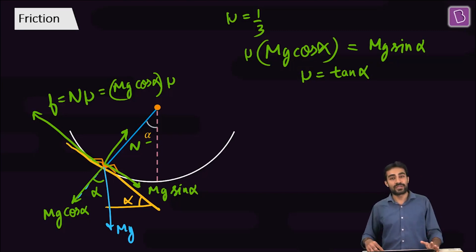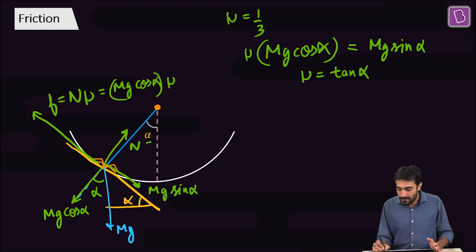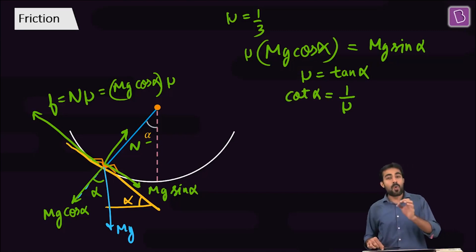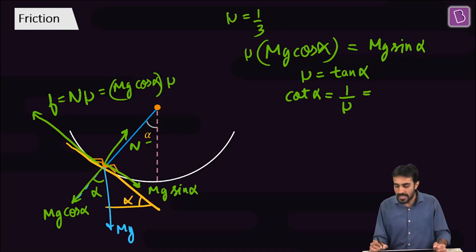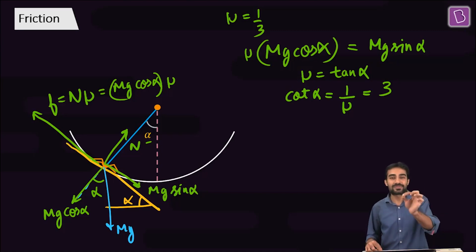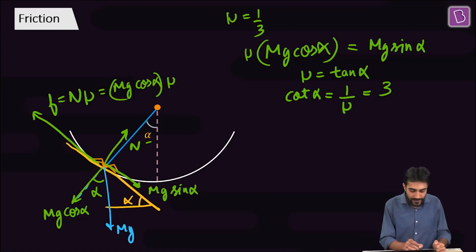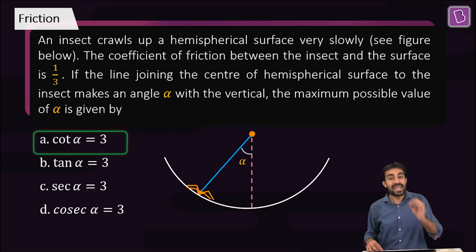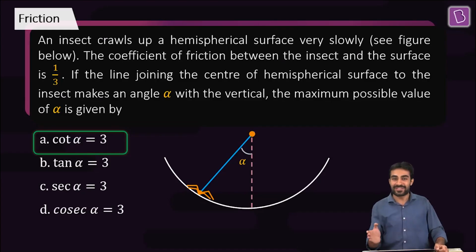And in the question it was said that mu was 1 by 3. So we can use another formula. We can say that cot alpha is equal to 1 by mu, and mu was 1 by 3. Therefore cot alpha in our case will be equal to 3. Cot alpha is equal to 3. And let us see the options. We can see that option A is exactly the right answer for our question.